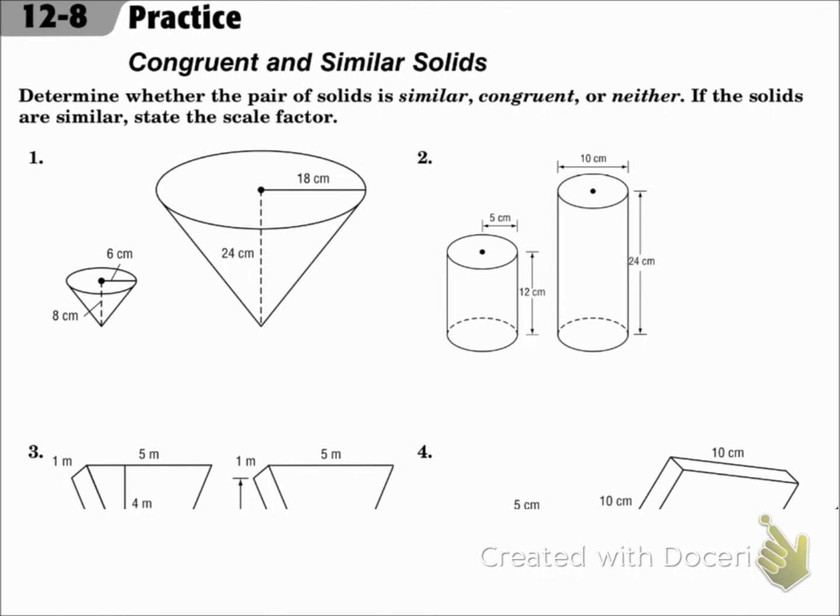This is lesson 12.8, Congruent and Similar Solids. Your objectives are to identify congruent or similar solids and to use properties of similar solids. Determine whether the pair of solids is similar, congruent, or neither. If the solids are similar, state the scale factor.